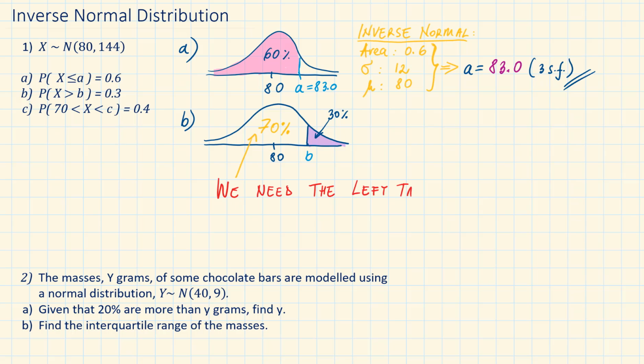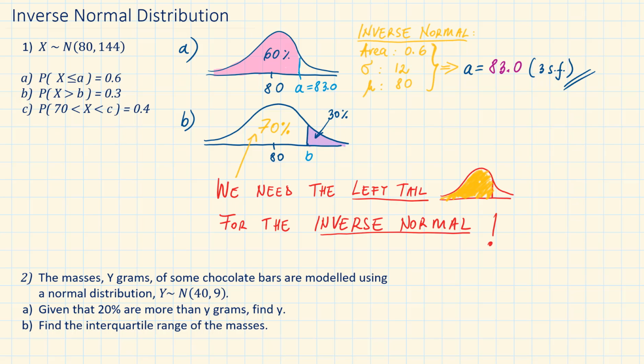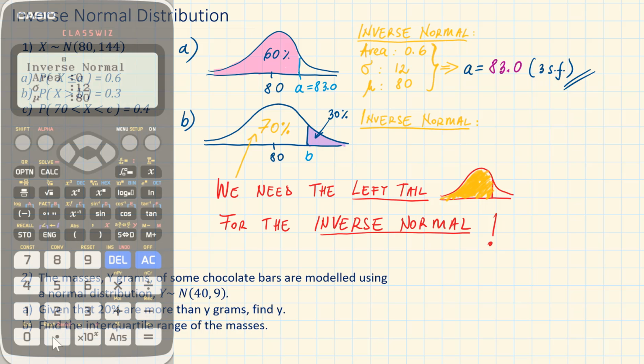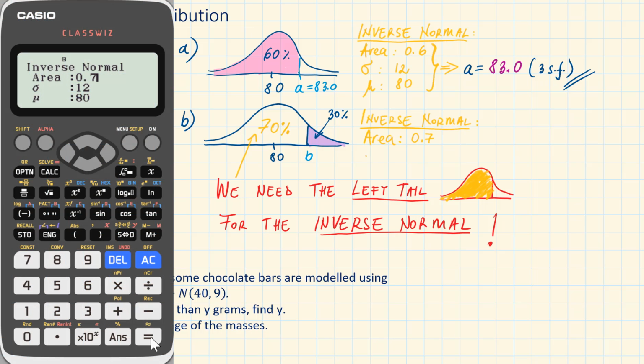On this calculator, we need the left tail for the inverse normal. This is 70%, 100% minus 30%. So we will type in for the area 0.7 or 70%. The standard deviation and the mean stay the same as in the previous point. This gives us the answer for B, 86.3.